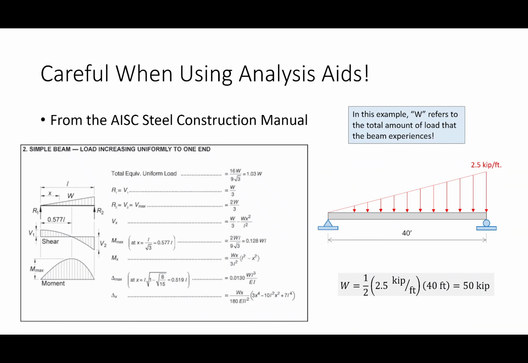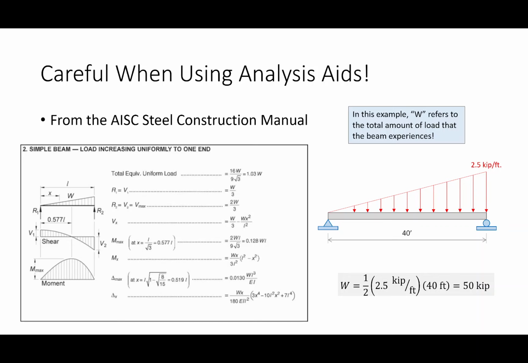There's a couple things that I think you need to be aware of. The first thing that you need to be aware of is you need to be very careful in terms of what the formula is asking for. So, for example, let's take this problem here. So I have a beam with a triangular load on it. Okay, now this is from the steel manual, and it will tell you, here's the shear as a function of x, here's the reactions, here's the maximum moment, even where it is, maximum deflection, all of that.